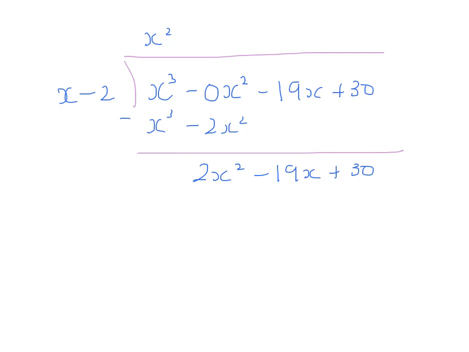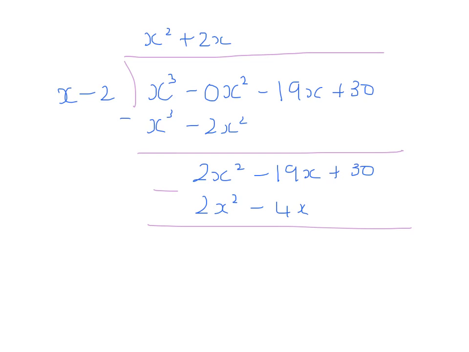2x squared divided by x is 2x. 2x times x is 2x squared. 2x times minus 2 is minus 4x. So you can see that the process of division is just a fairly repetitive process. We're doing the same things over and over again. 2x squared take away 2x squared is nothing.